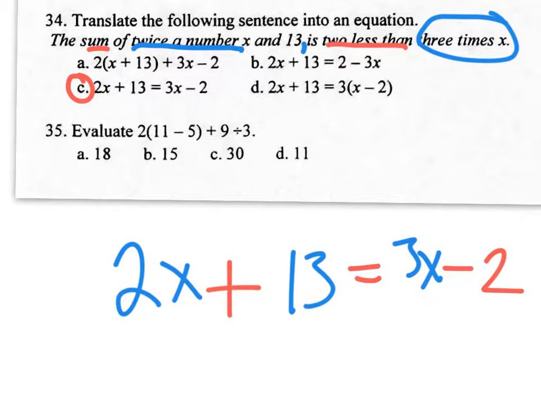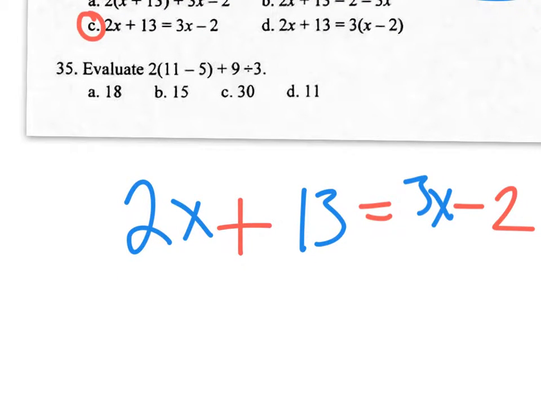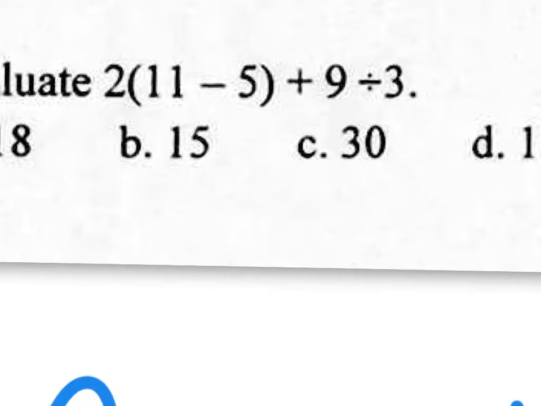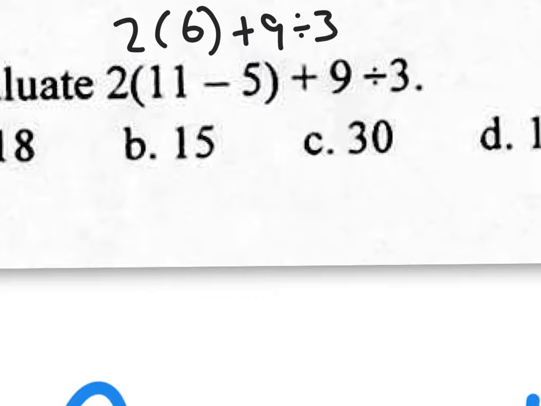Now on this next one, what we have to do is PEMDAS. So you want to start with parentheses first, and then after parentheses, there's no exponents, but there is multiplication, addition, and division. So let's go with parentheses first. We're going to have 2 times 11 take away 5. Inside the parentheses we have 6. Let's bring down everything else, the plus 9, the divided by 3.